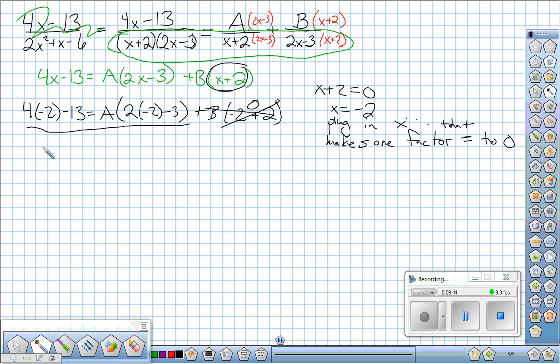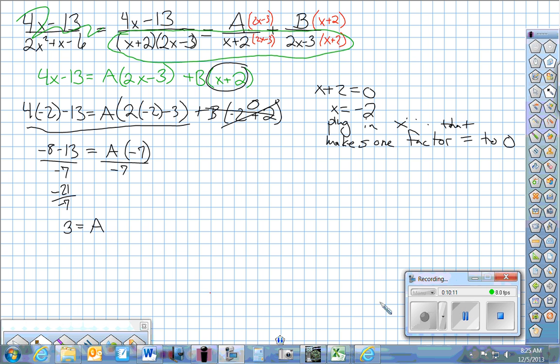So then I'll have negative 8 minus 13 equals A times negative 4 minus 3, so negative 7. And then I'll divide both sides by negative 7. So negative 8 minus 13 is going to give me negative 21. So I have negative 21 divided by negative 7, which is going to give me positive 3 for my A.